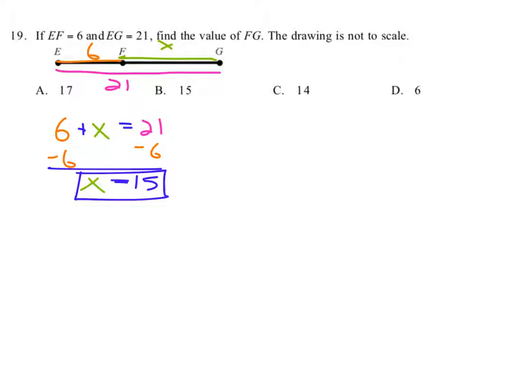Okay? So just like the segment addition postulate says you can add the short segments up to make the long segment, we can subtract one of the small segments from the total length of the long one and find out what the other length is. And so that is answer B.